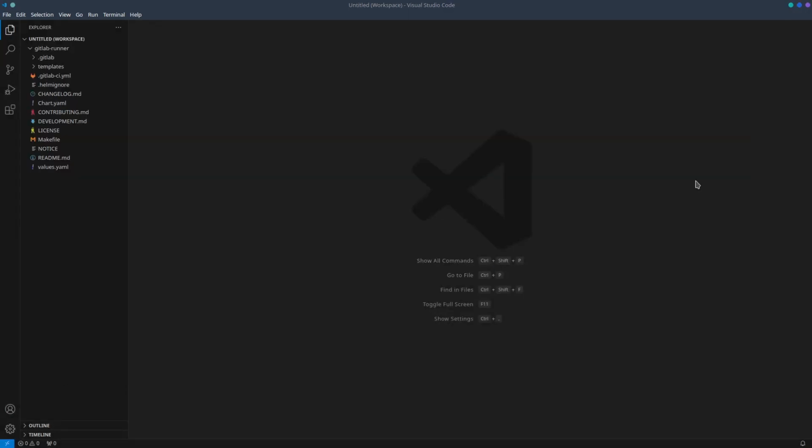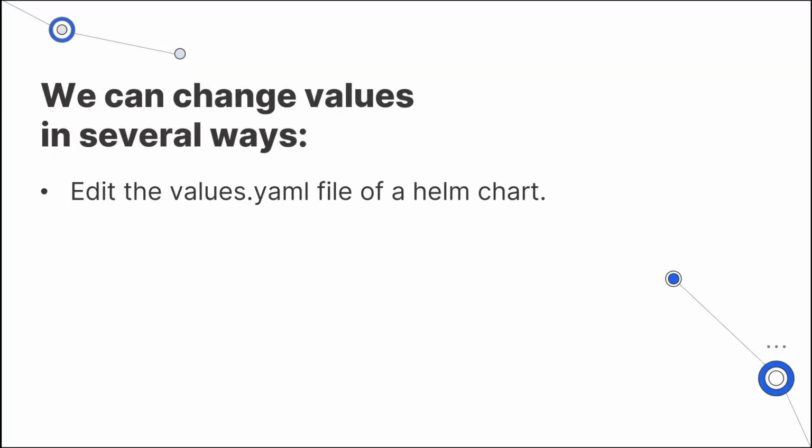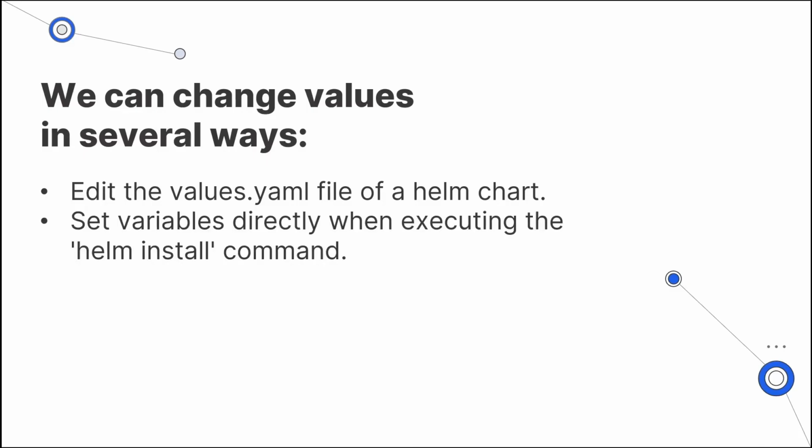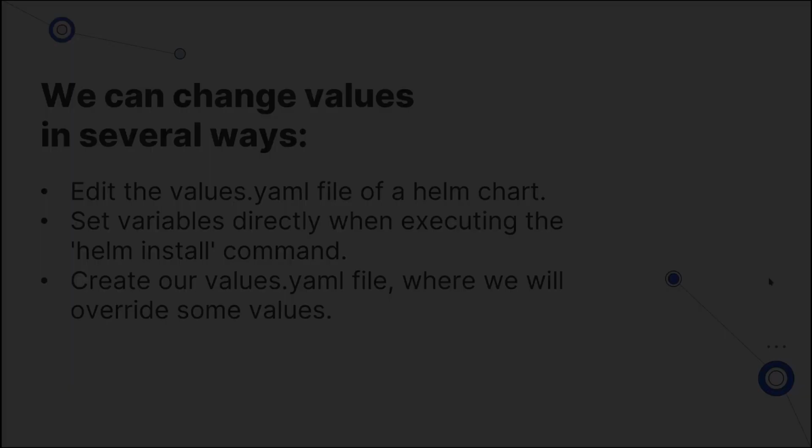Before installing GitLab Runner in the cluster, let's adjust the values with which the installation will occur. We can change values in several ways: edit the values YAML file of a Helm chart, set variables directly when executing the Helm install command, or create our own values YAML file where we'll override some values. Let's use the last option.